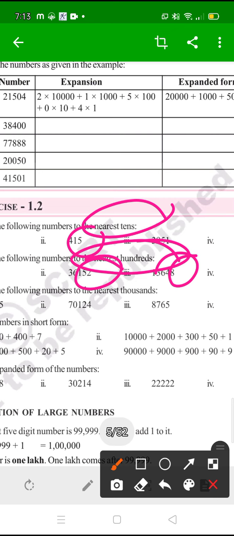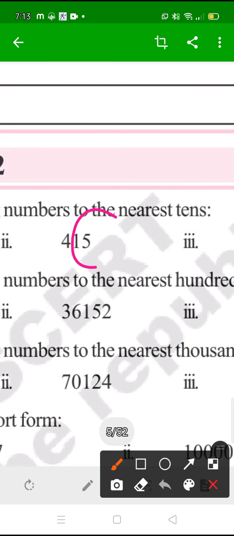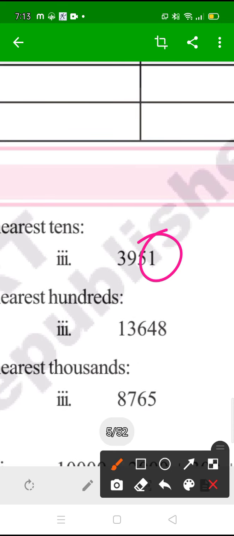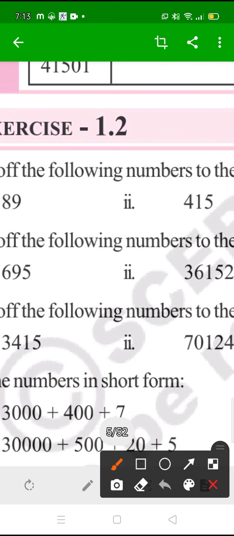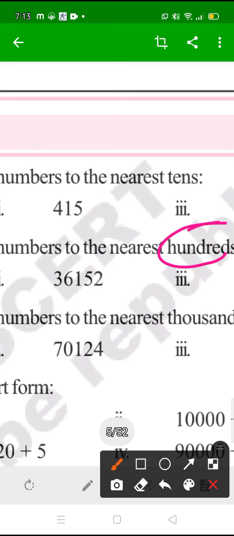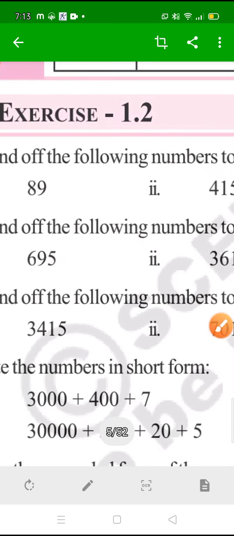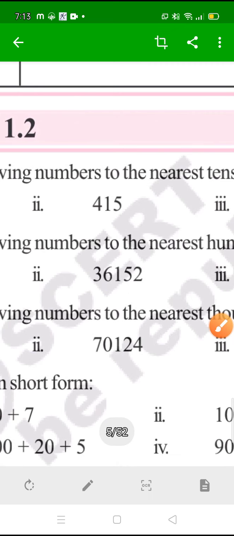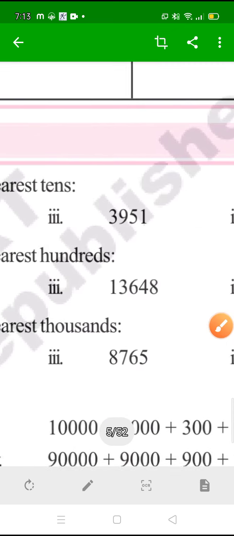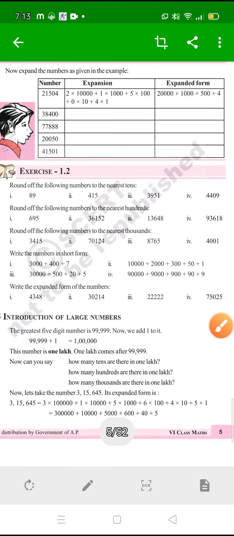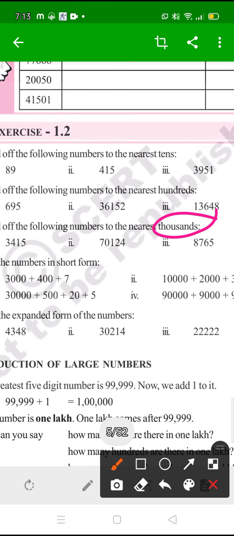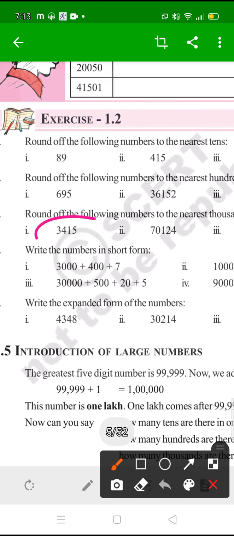In the question they asked about the nearest tens, so look at these things, 15, 51, 89. And in the second part they asked about the hundreds, so look at the hundreds: 695, 152, 648, 618, like this. See here, nearest thousands they asked, so just look at thousands, like this.